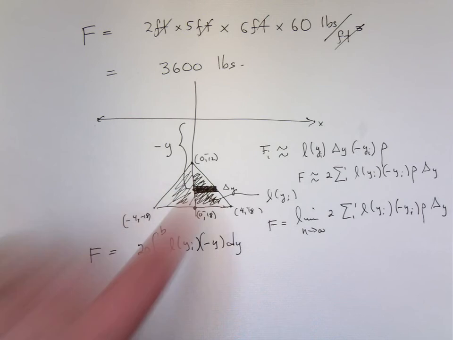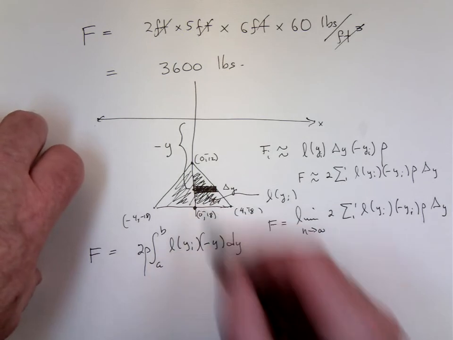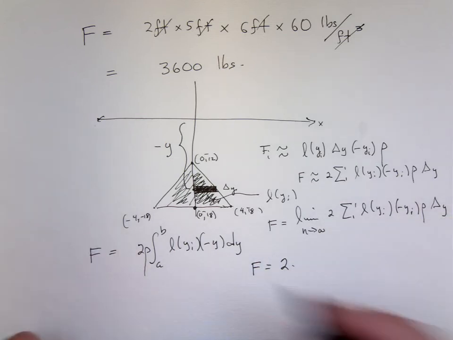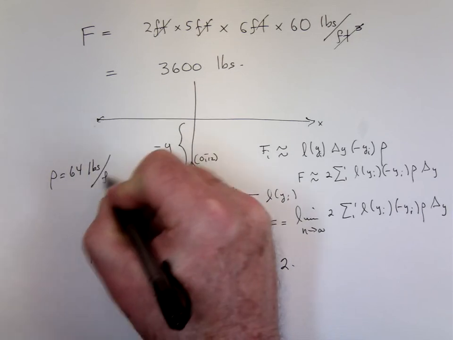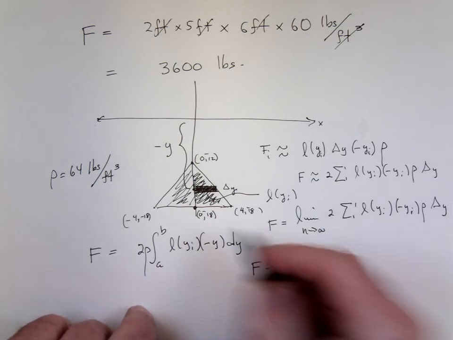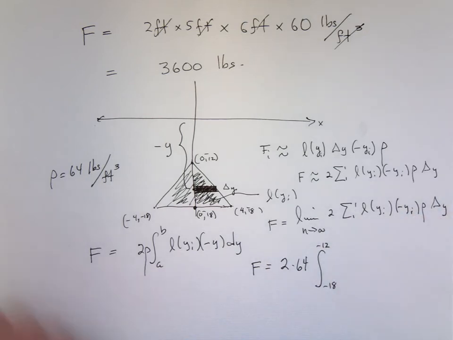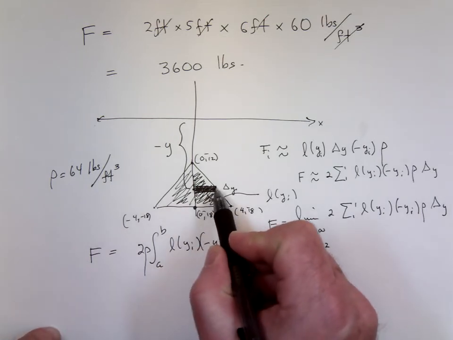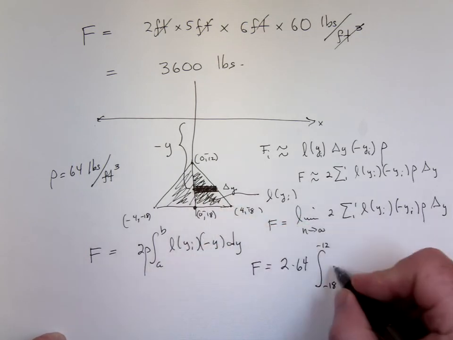What's the force on this door? Force is equal to 2. Let's say it's in salt water, so the density here is 64 pounds per cubic foot. When you integrate, go from bottom to top, negative 18 to negative 12. Now, I need this length here in terms of y. It's got to be a function of y because our rectangle here is a delta y. I'm going to call this L of y still because we're going to have to solve for it. Okay. Negative y is our depth, dy.